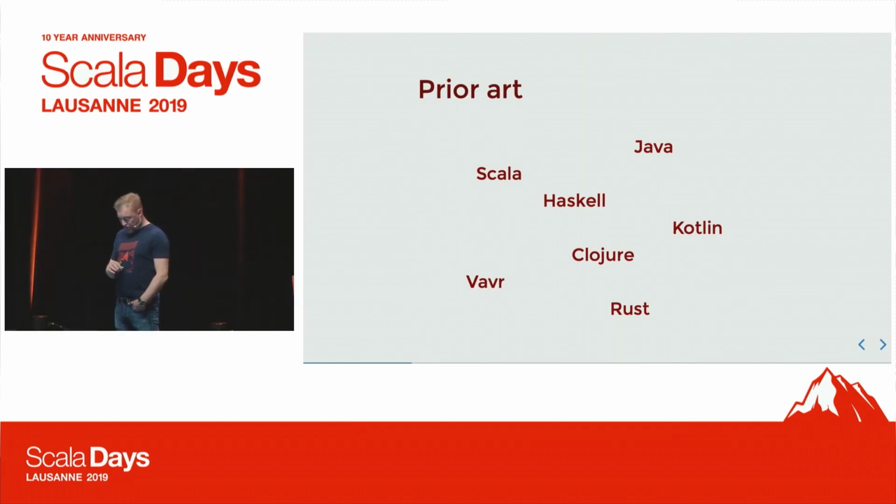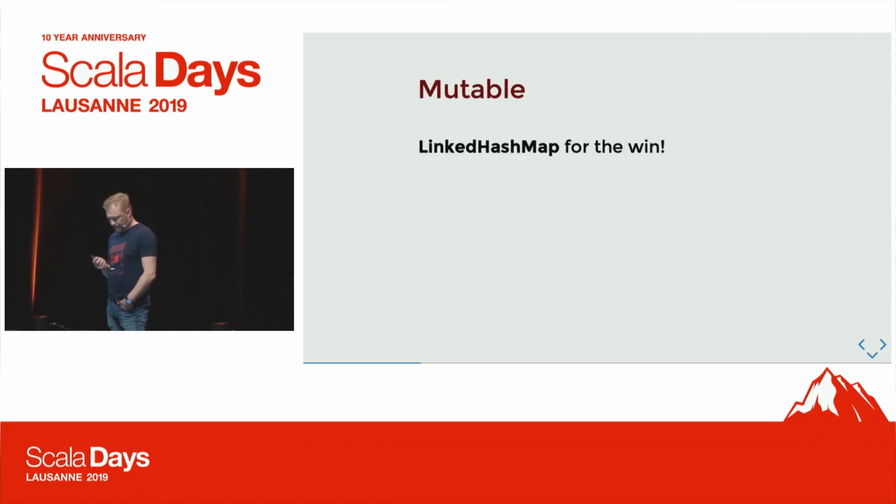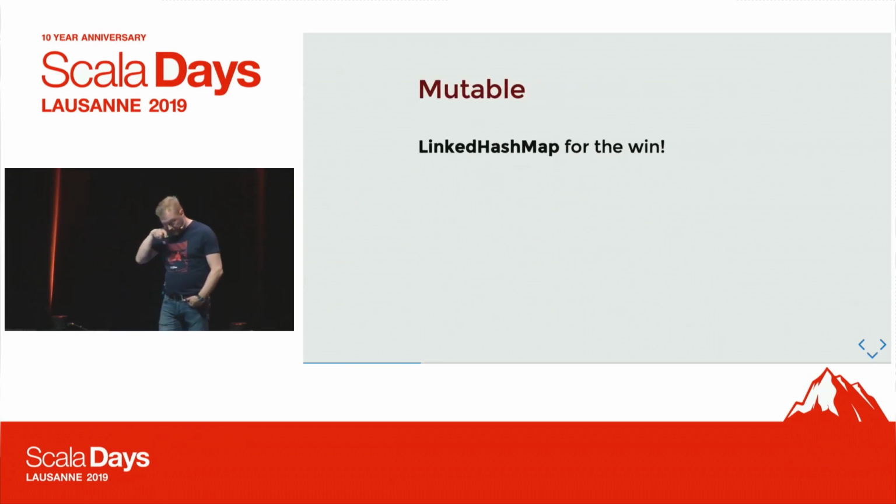We have some in Scala already. Haskell, of course, has implementations, as well as Java, Kotlin, they all have different implementations. Of the ones I'm going through today, we'll see that some of them don't all use the same approach, because it's really hard to know. It's different trade-offs for different implementations. We'll start with the mutable one.